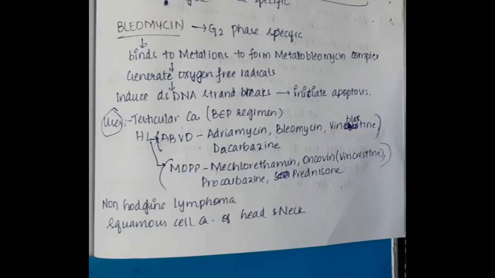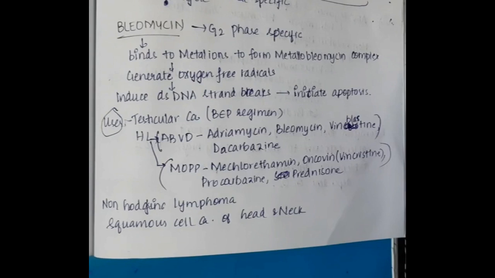This bleomycin is G2 phase specific. Bleomycin binds to metal ions to form a metallo-bleomycin complex, and thus it generates oxygen free radicals, and this will induce double stranded DNA breaks, thus initiating the process of apoptosis.